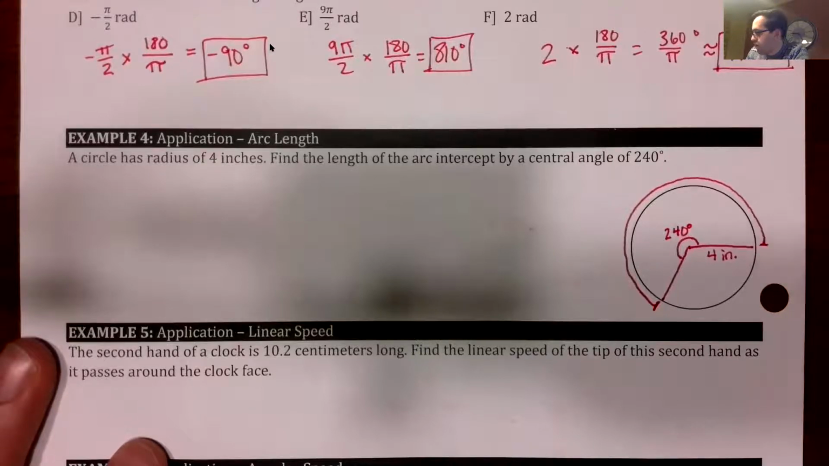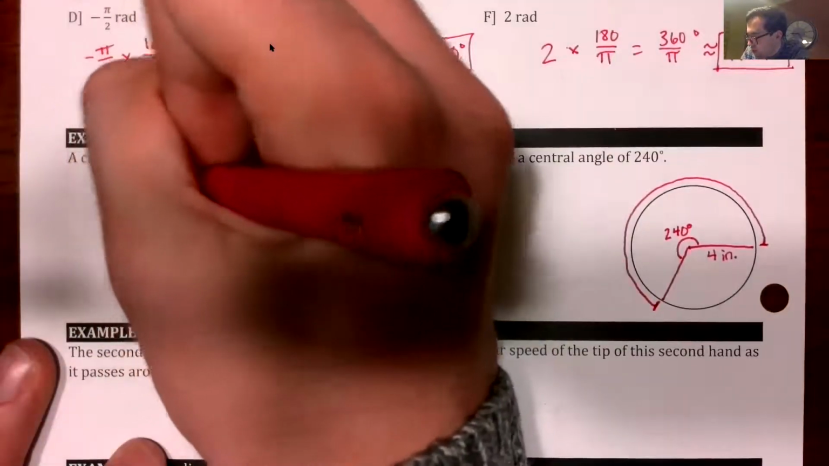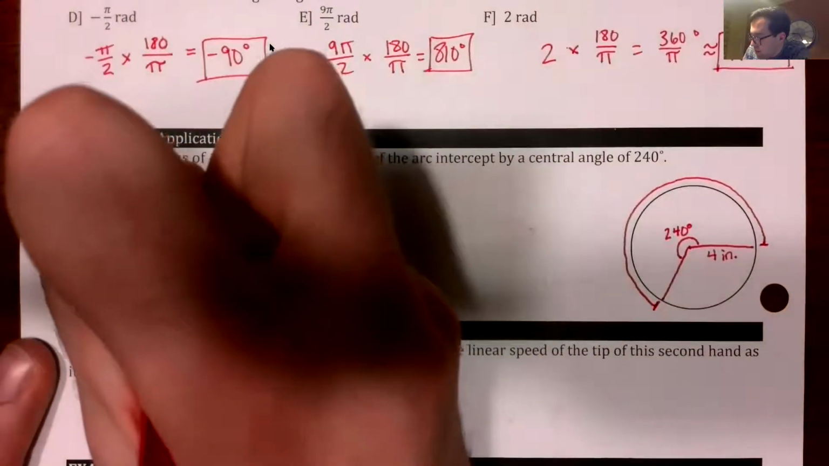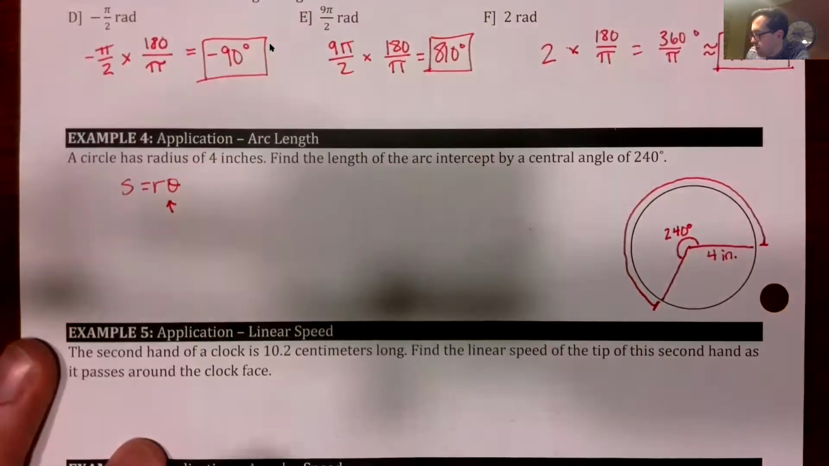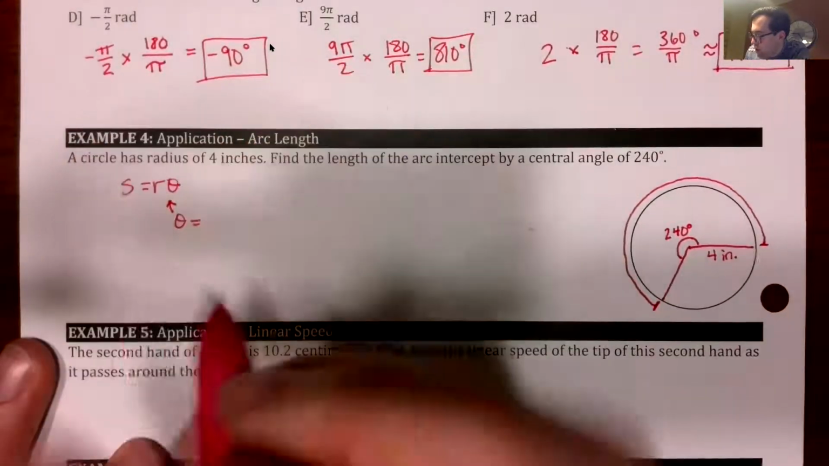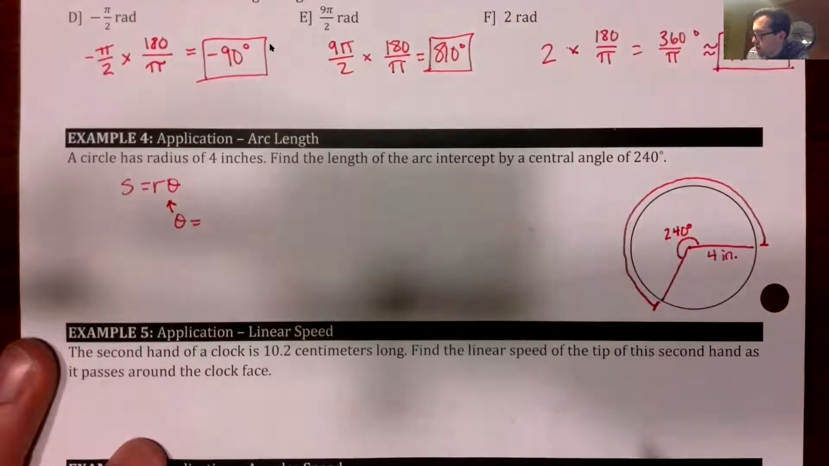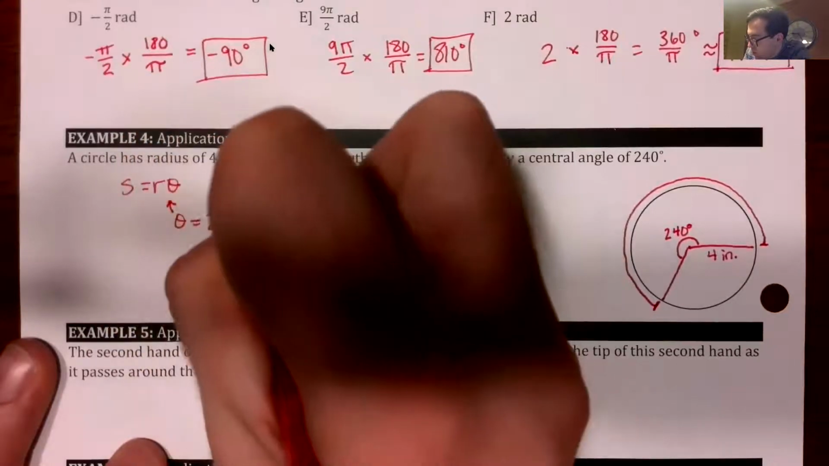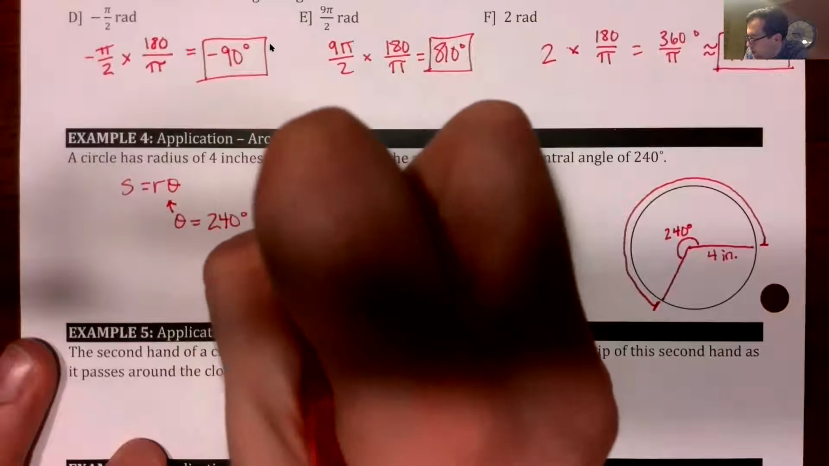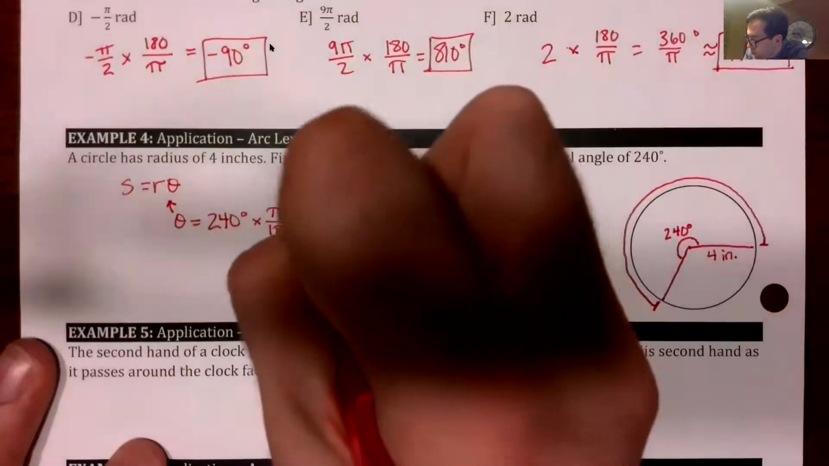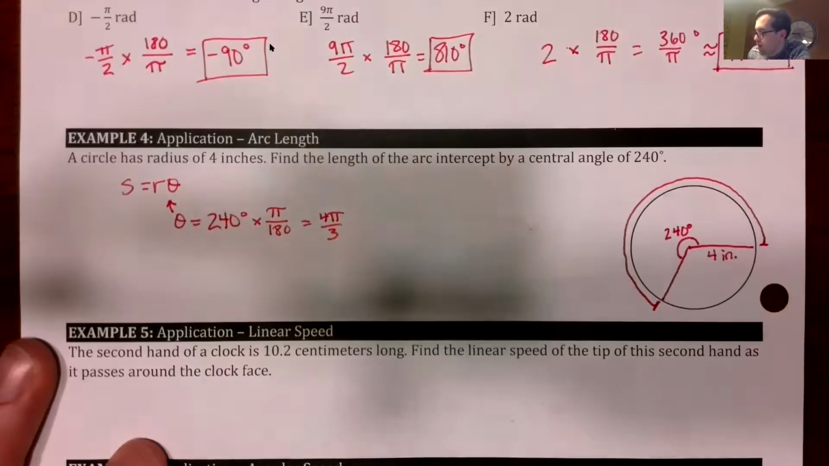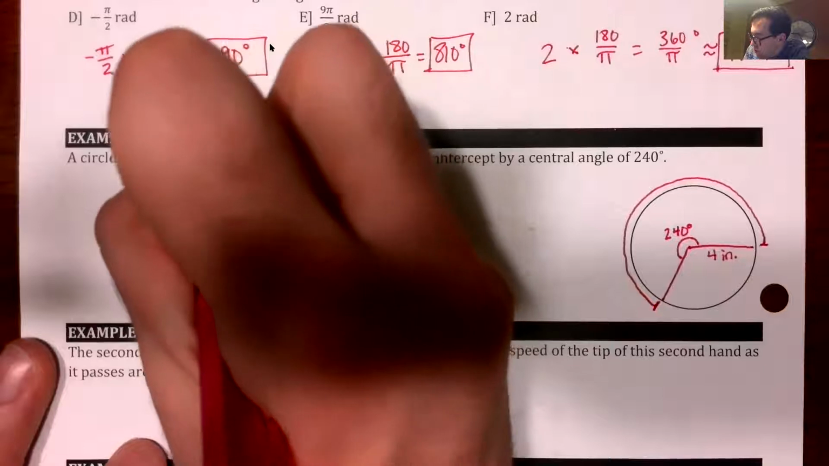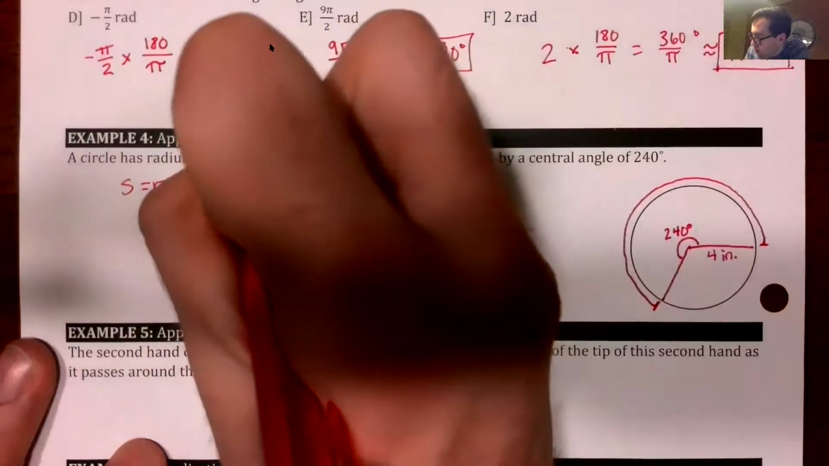So on the front of our notes, we have this formula that says S equals R theta. Remember, theta is an angle, and in this lesson, theta is always measured in radians. So to figure this part out, the question told us that the central angle was 240 degrees. We want that to be in radians. So we're going to multiply by pi over 180, and we will end up with 4 pi over 3. And the question also told us that the radius is 4 inches. So we can plug in 4 times 4 pi over 3.